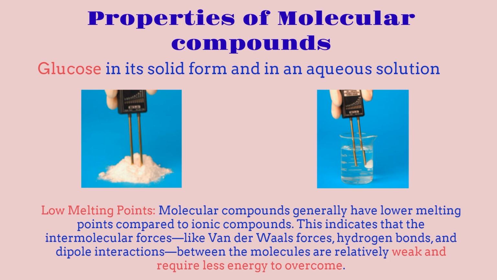And furthermore, for low melting points, molecular compounds generally have lower melting points compared to ionic compounds. And this indicates that the forces between molecules are relatively weak, and it requires less energy to overcome them. So when you heat water up, you only need about 100 degrees Celsius. But for ionic substances, you need 800 plus. Sometimes you might need less, but most of the time it's really high. So this is the difference between the properties of molecular compounds and ionic compounds.